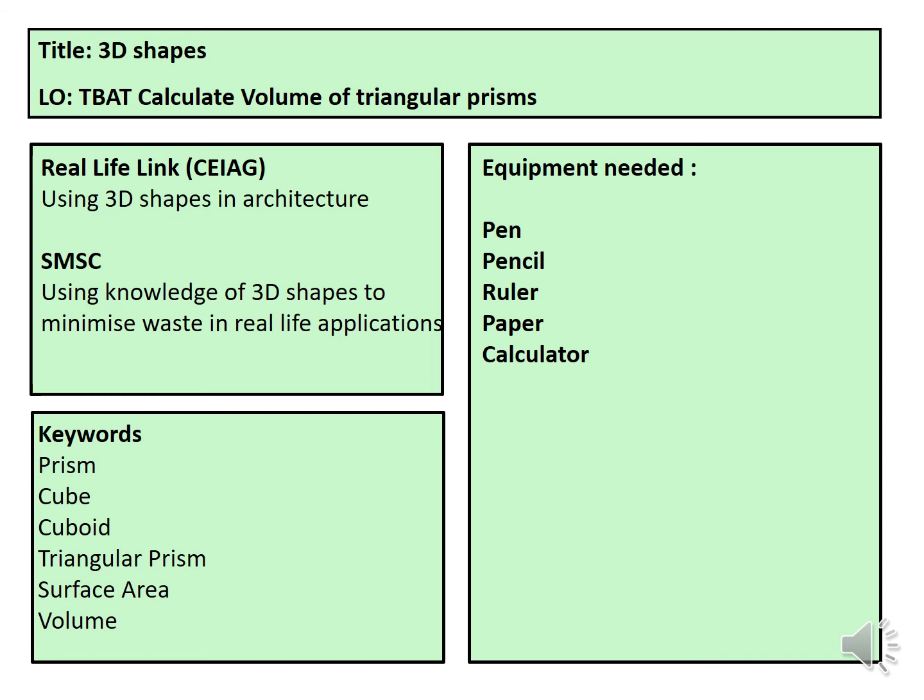Hello Hodghill. So today we're going to continue with 3D shapes, and today we're going to be able to calculate volume of triangular prisms. The keywords for today are prism, cube, cuboid, triangular prism, volume and surface area.